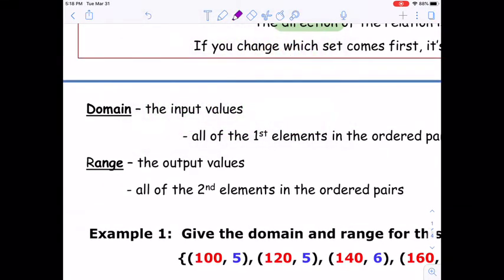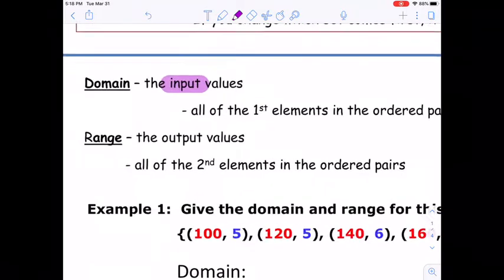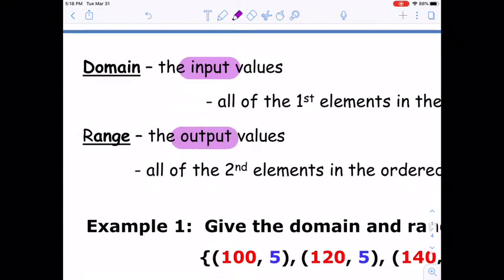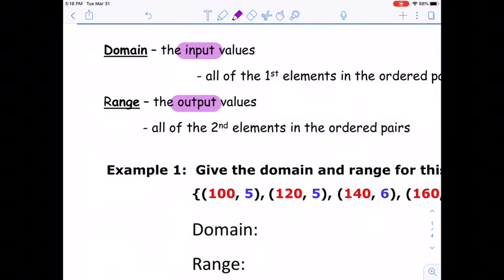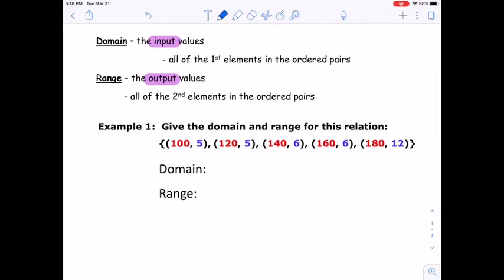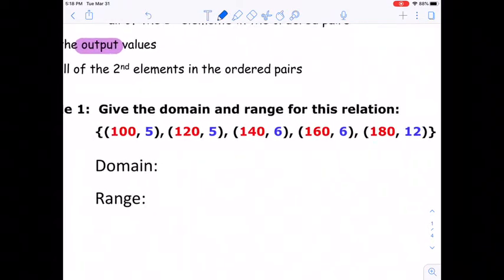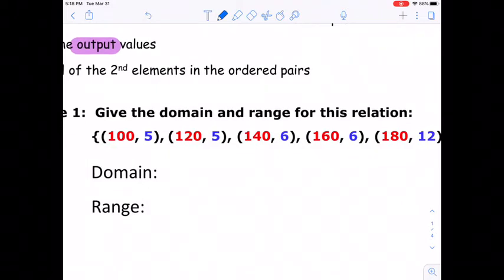The domain is just this list of all of the input values, which are all the first elements in the ordered pairs. The range is a list of all of the output values, which are the second elements in the ordered pairs. So for example, we have a relation here, a set of ordered pairs. The domain is all of the inputs, the x values, everything that's going in to this relation.